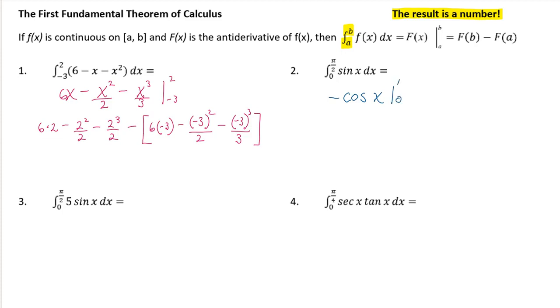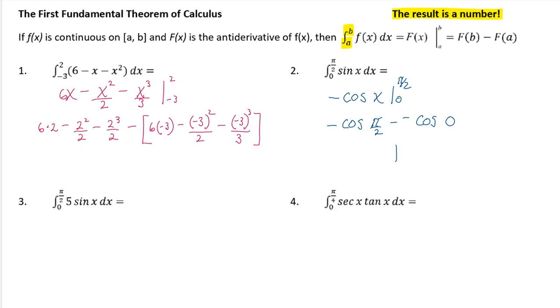We're evaluating from 0 to pi halves, so we're going to plug in pi halves first. That's negative cosine of pi halves minus a negative cosine of 0. All right, so cosine of pi halves is 0, so that's 0. The two negatives make a positive, and cosine of 0 is 1.